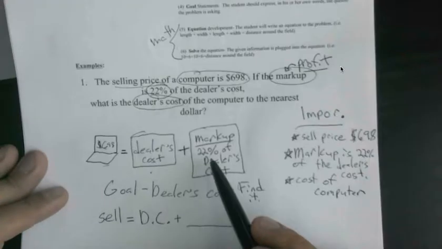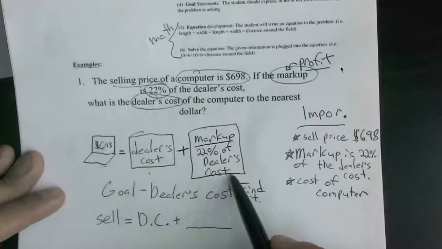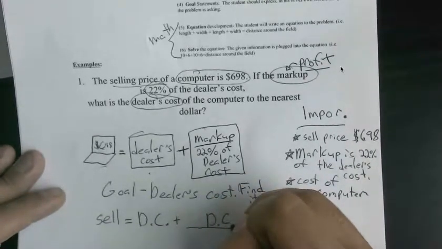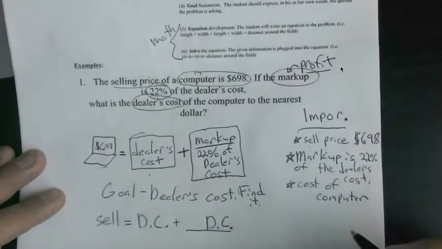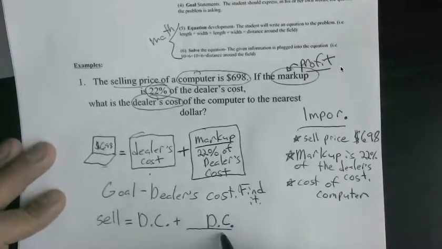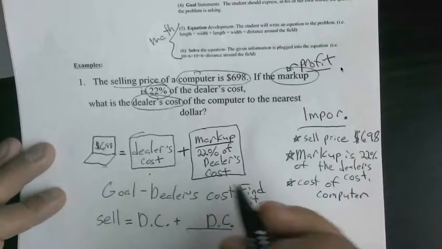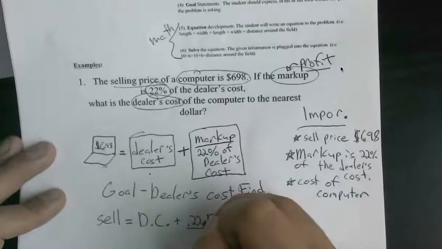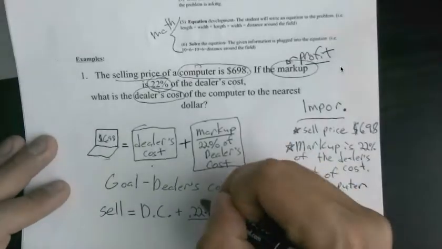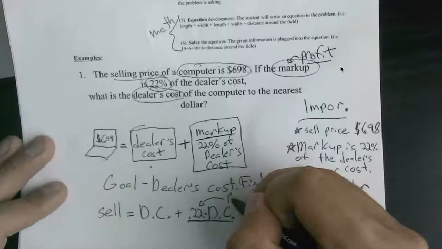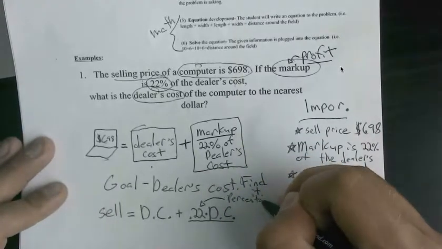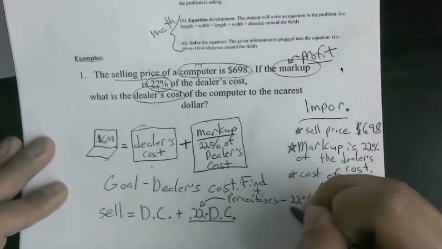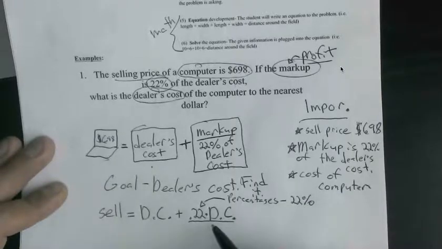Well, we know that the markup is 22% of the dealer's cost. So it's as if we have another form of the dealer's cost here, but now we have a fraction. And so you could say that this is 22% of the dealer's cost. In this case, I'm going to use decimals. So this is 0.22 of the dealer's cost. So this is another way that we can use percentages, by switching to decimals. And so what I did there was just switch from 22% to 0.22, which is the decimal.